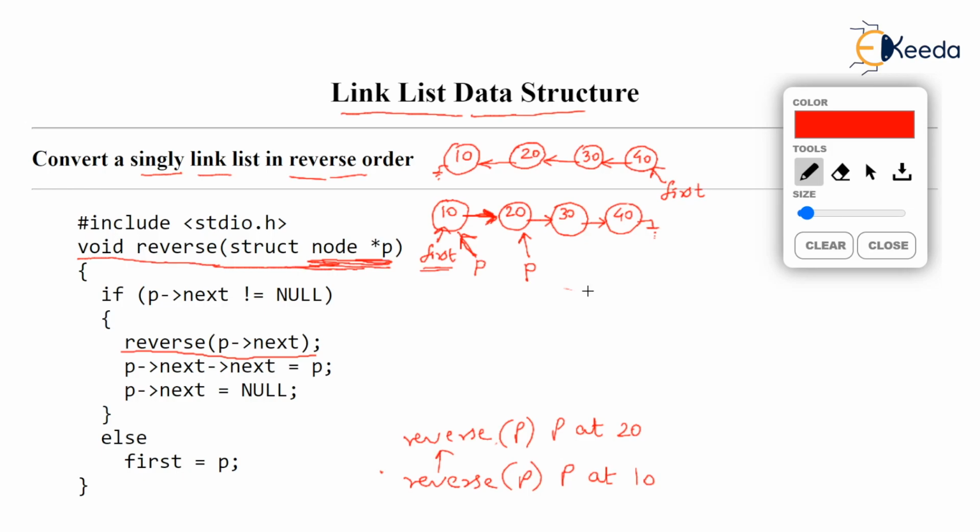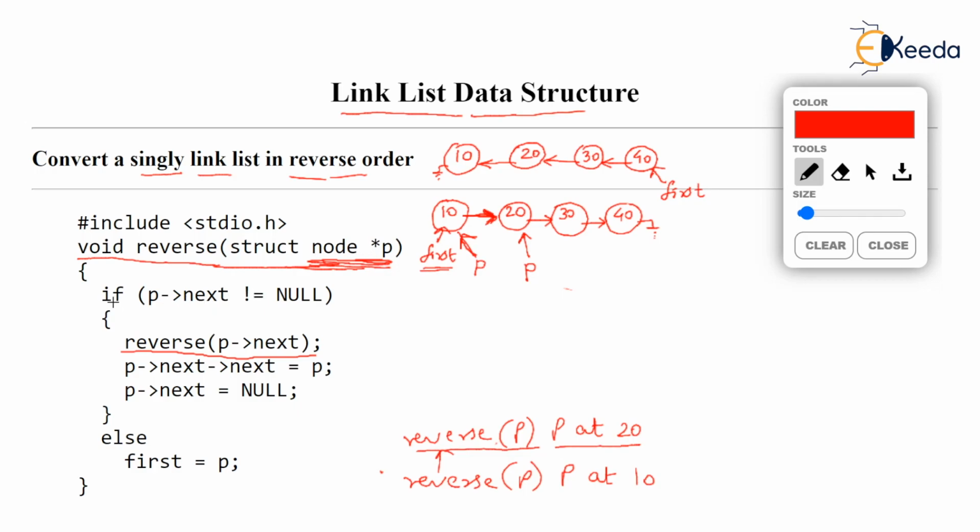So you all know that every function maintains the local parameter. The local parameter will be alive till the function is running. So we have got two copies of P, but currently active is reverse P because the function running is reverse P with P at 20. Okay, let's run the fresh function reverse with pointer P pointing at 20.